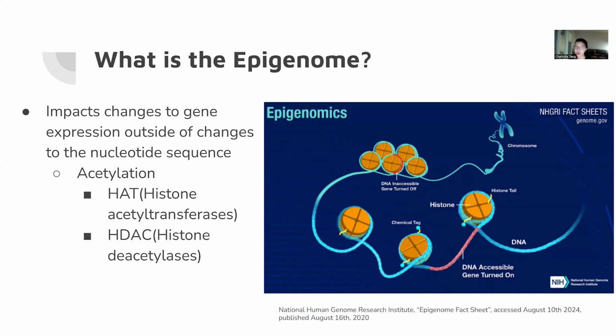And a really big player in the epigenome is acetylation, which is controlled by two different proteins: HATs, or histone acetyltransferases, and HDACs, or histone deacetylases. Essentially, how acetylation works is that when a histone is acetylated, the DNA is less tightly wound around the histone, which makes it more accessible and allows for more gene expression. In contrast, when the histone is deacetylated, the DNA sticks closer to the histone, which makes the DNA less accessible, which therefore results in less gene expression.